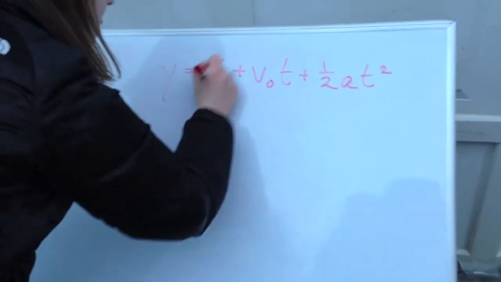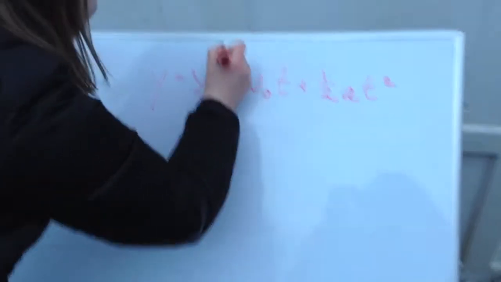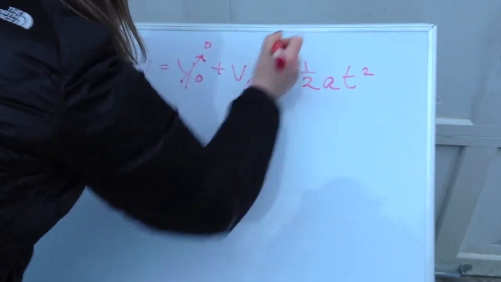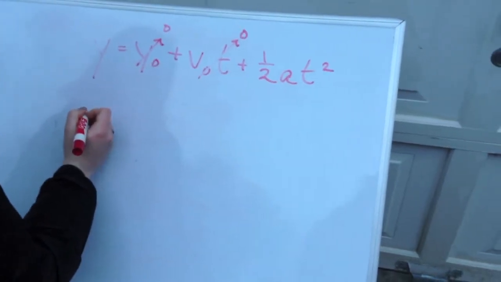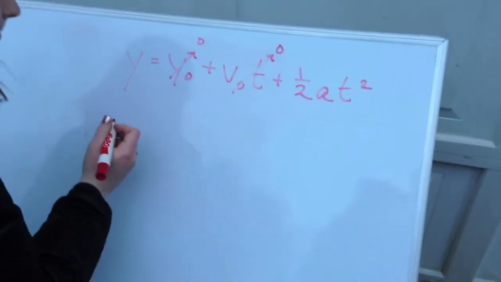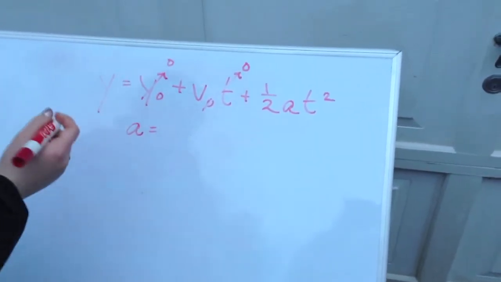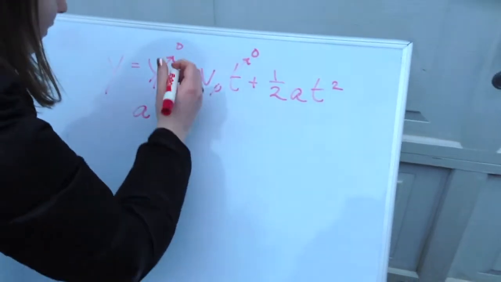The first one is this one. In this case, our y naught, which is our starting position, equals 0. Our initial velocity is going to be 0, so those first two terms cancel out. And we're left with y equals 1/2 at squared, solved for a.